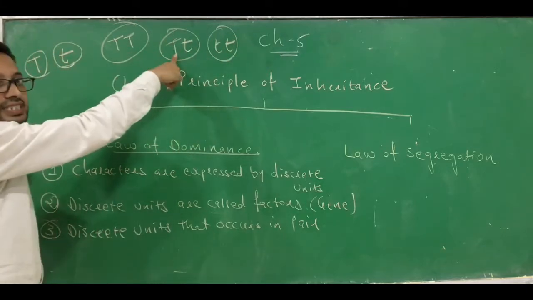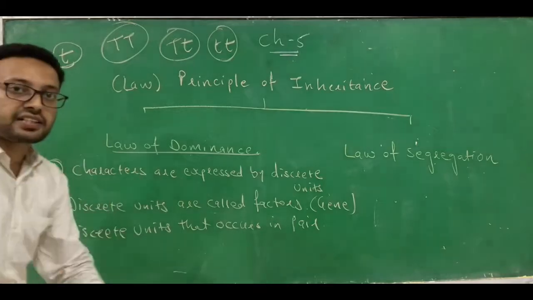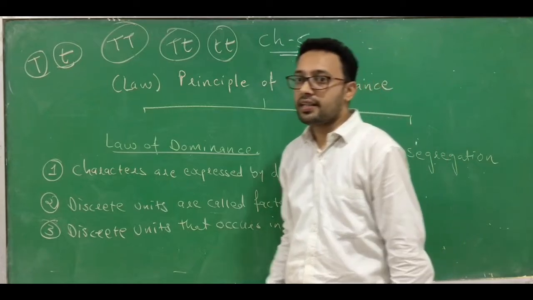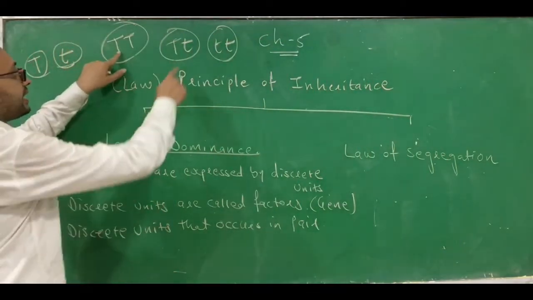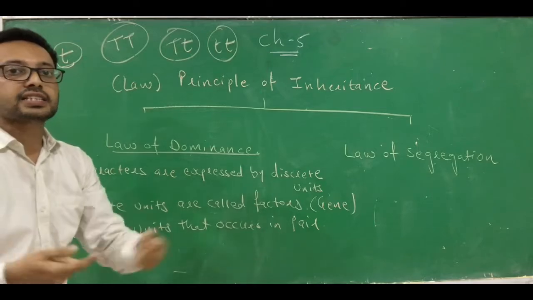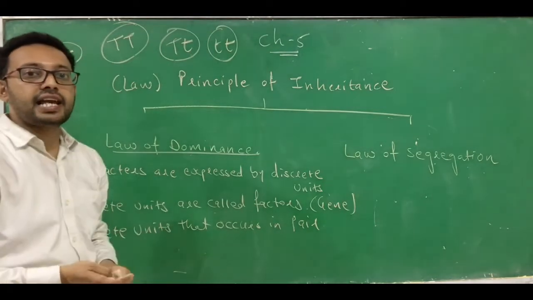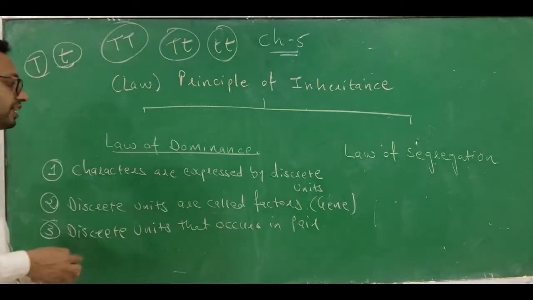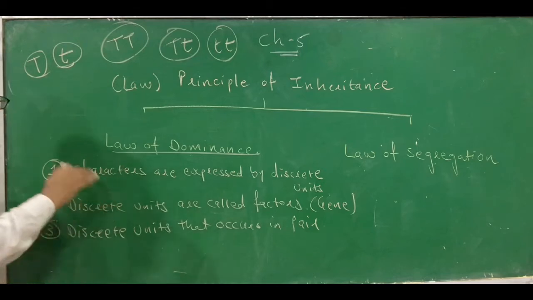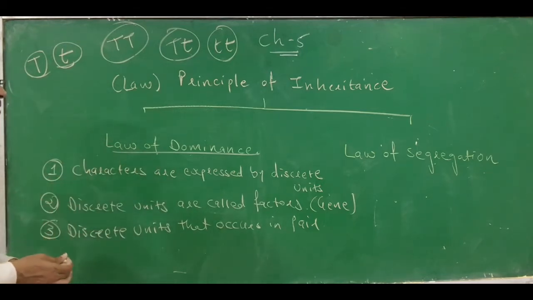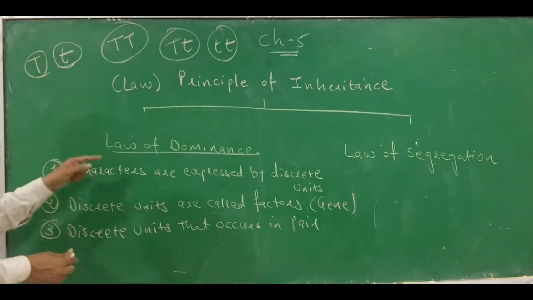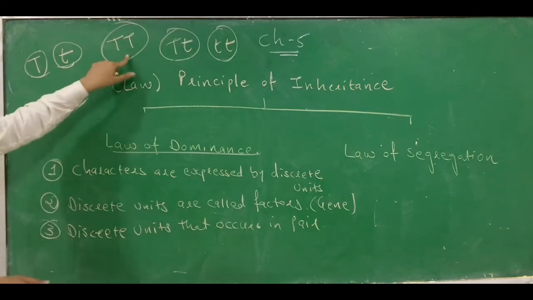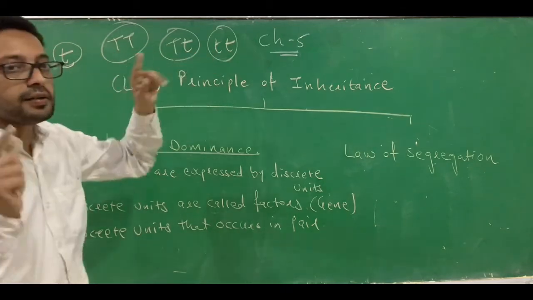See, this is a pair. This is a pair. This is a pair. Means the factors or the genes occur in a pair like this. And these are called alleles. Capital T and small t are considered alleles, which are characterized by two different characteristics. So the discrete units occur in a pair. Learn this first and then we go ahead. According to the law of dominance, characters are expressed by discrete units, like such kind of letters. We are calling them factors, and these factors occur in a pair.